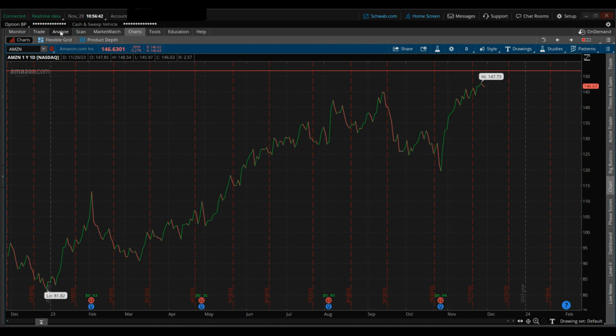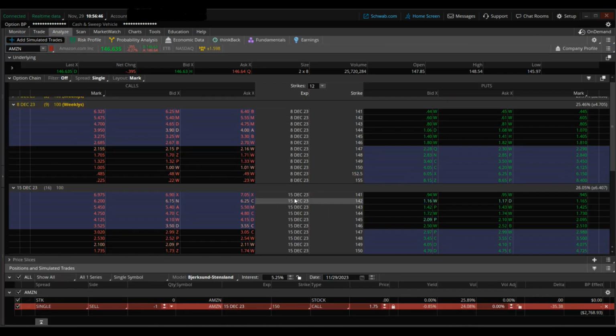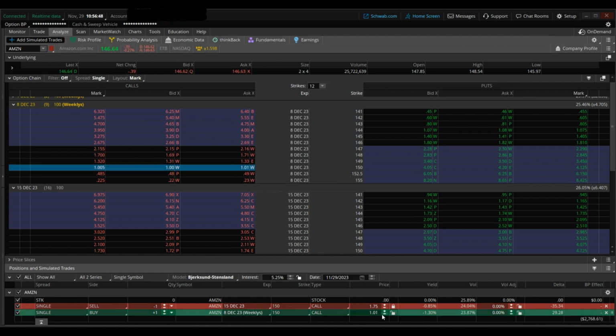Because even if Amazon stayed in that same range, he can go and buy back that 150 and he'll make $75. That's me being the option seller. If Amazon stayed in that range, right, until next week, you'll make around $75. That's if Amazon, again, stayed at the same 146 price.